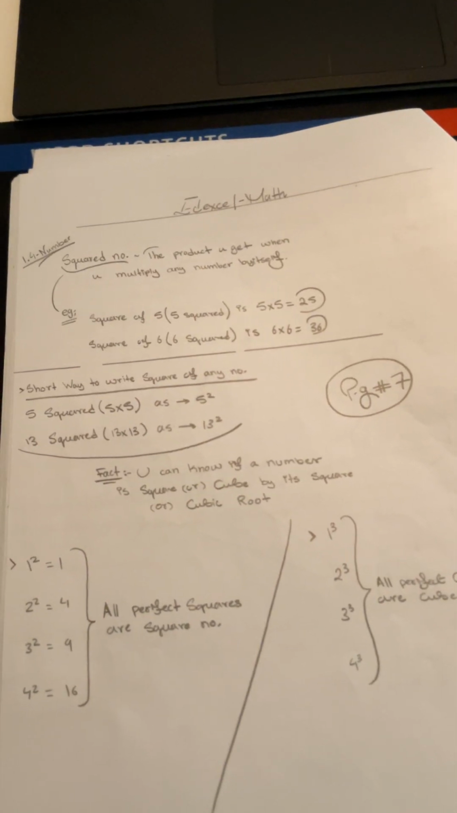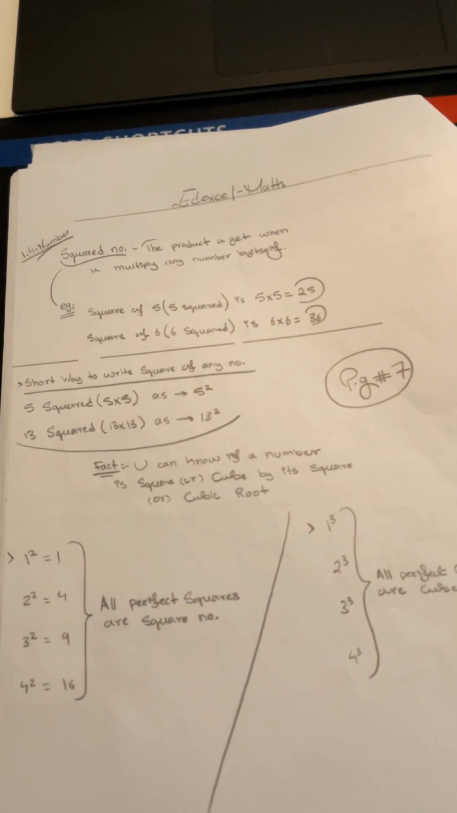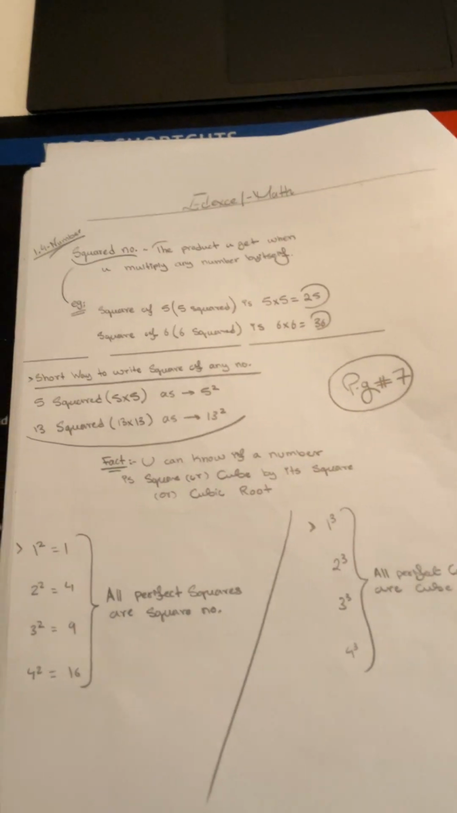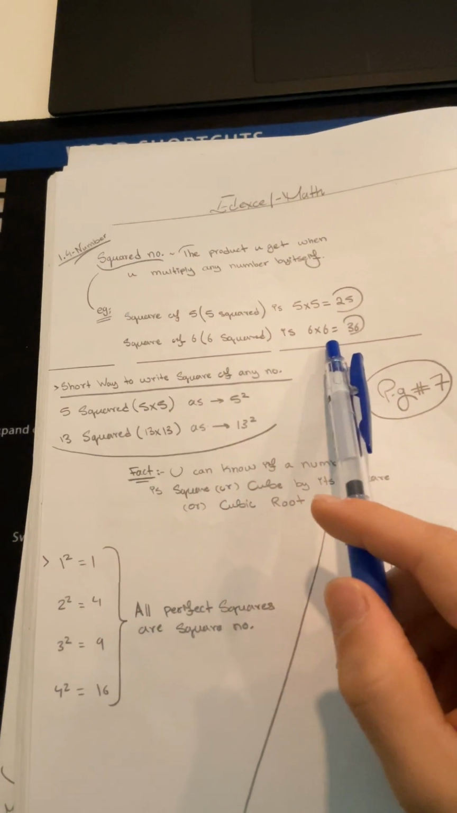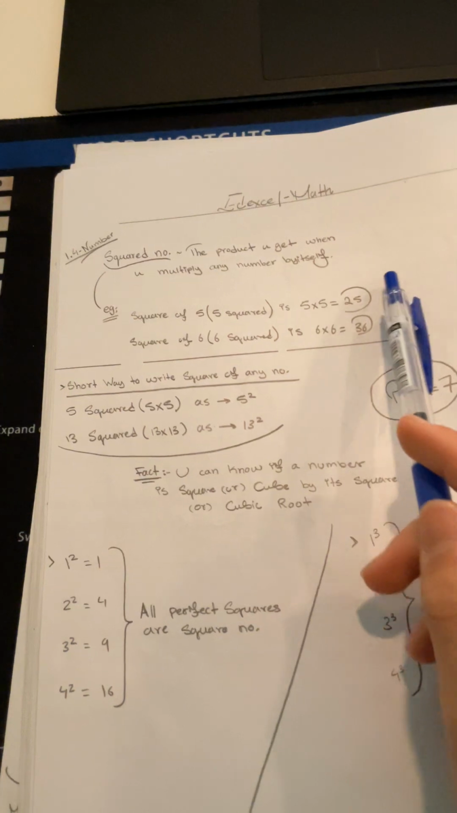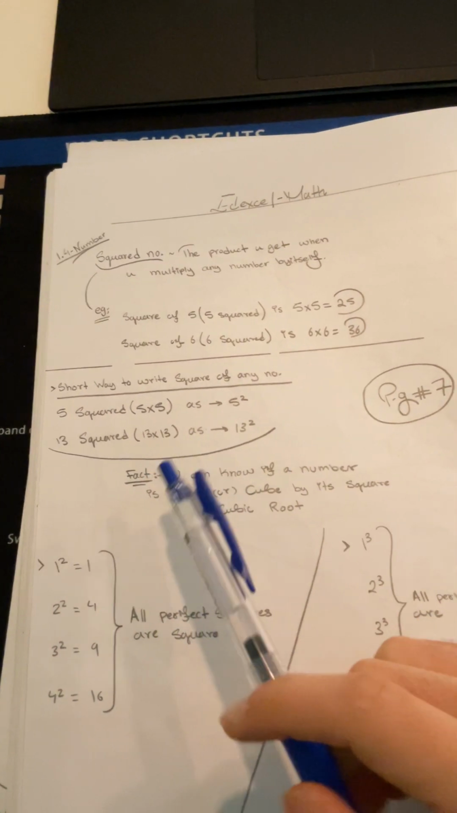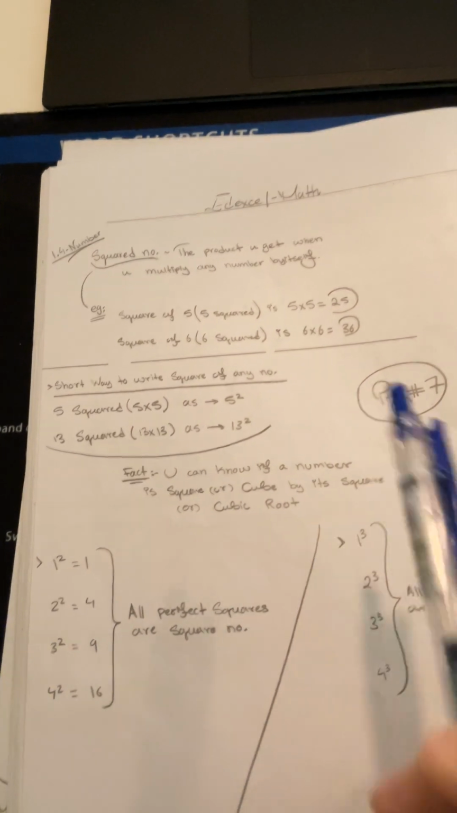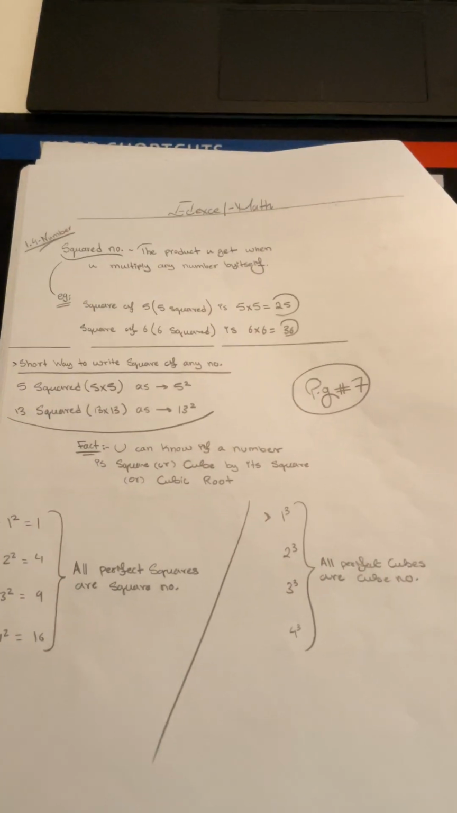Squared number, I believe I've explained this before, but why not? The product you get when you multiply any number by itself, any two same numbers together. For example, the square of 5 is 5 squared, 5 times 5, 25. The square of 6 is 6 squared, 6 times 6, 36. You can write it as 5 to the power of 2, or like 13 to the power of 2. You can know if a number is a square or cube by its square or cubic root. So all perfect squares are square numbers, and all perfect cubes are cube numbers.